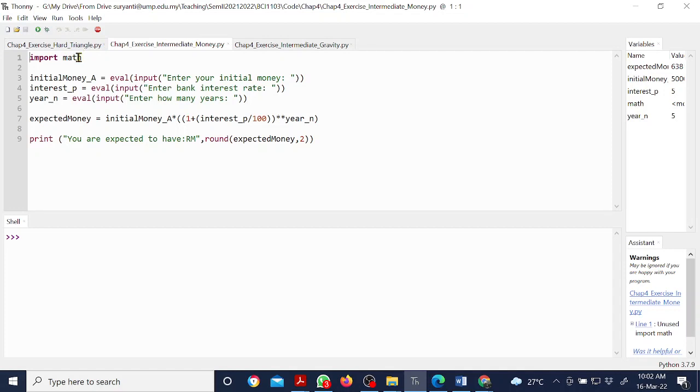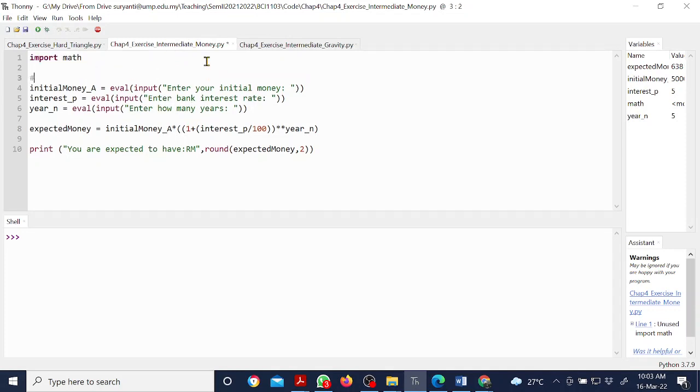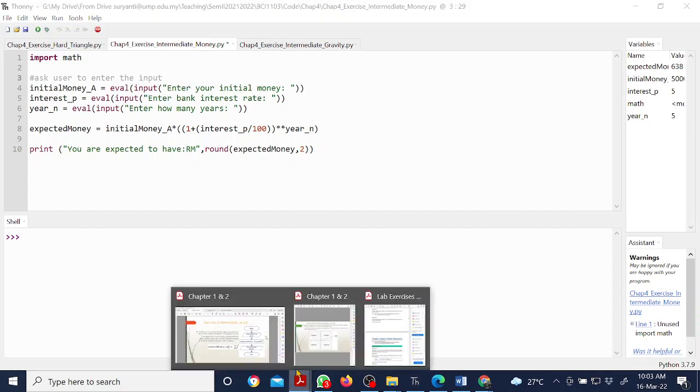Actually I don't need to import math, but I put it here because sometimes I copy and paste from old code and forgot to remove import math. In this case, we don't have to use import math because we don't use any function from the mathematics library. Here I will ask the user to enter the input. So what are the inputs that the user must enter?